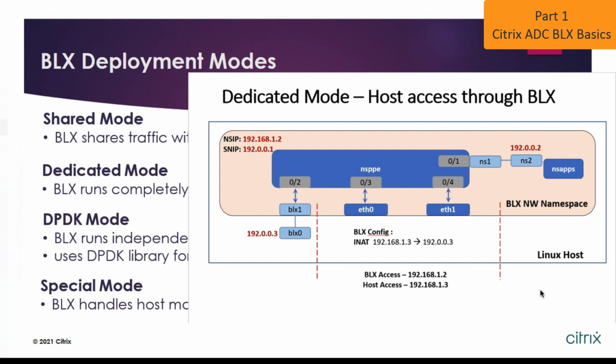We are creating an INAT rule for a different public IP other than the NSIP. In this case, if you see, 192.168.1.3 is pointing to 192.0.0.3. So whatever traffic comes from outside to this particular IP will be rerouted to the kernel. When someone wants to access the host, they will use this NATed IP, and for regular BLX access, they will use the NSIP. So this comes into the picture when there is no dedicated management access in dedicated mode.